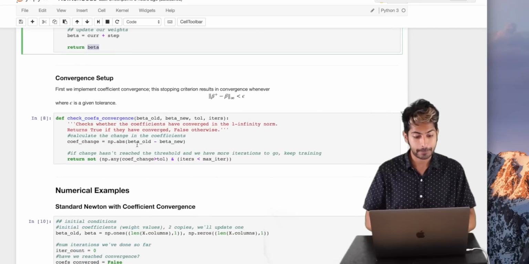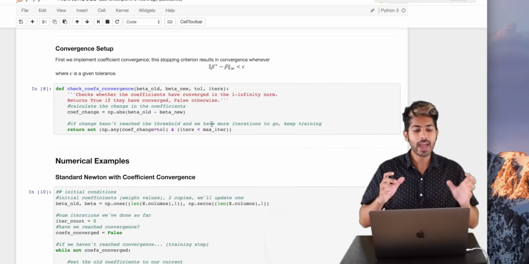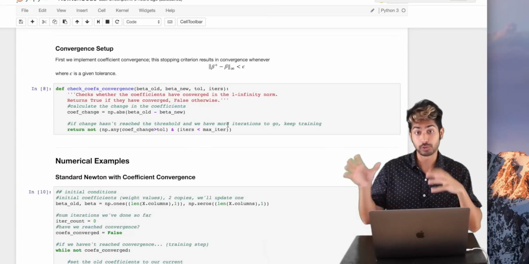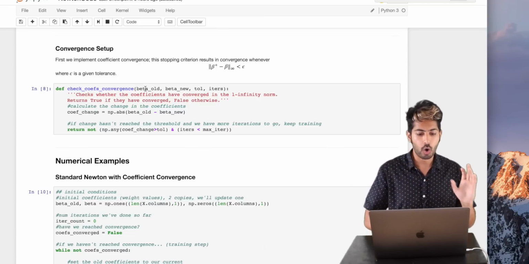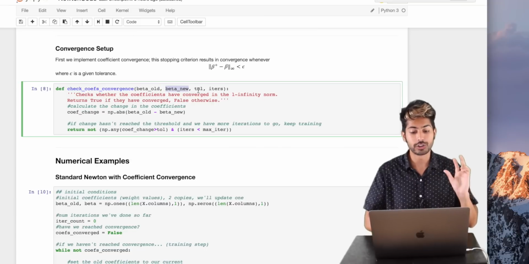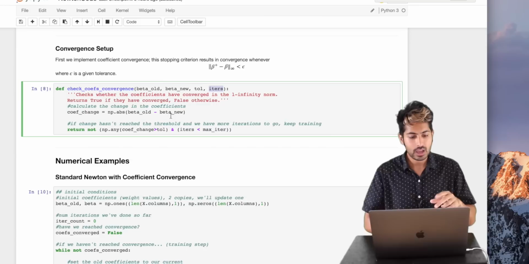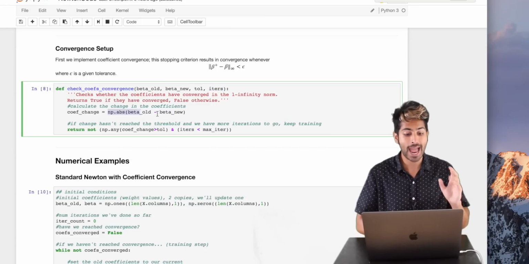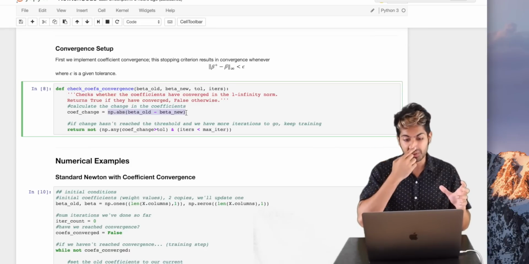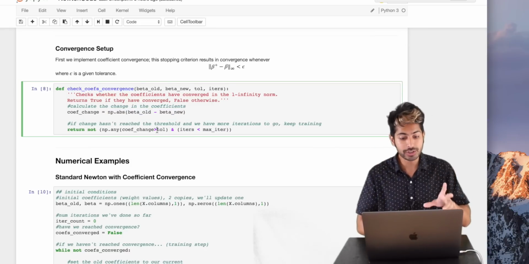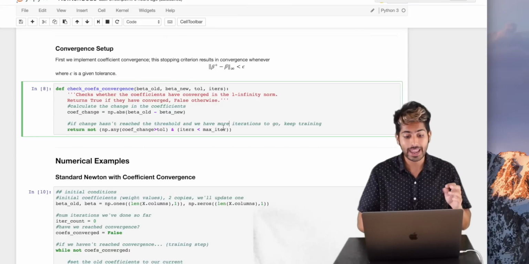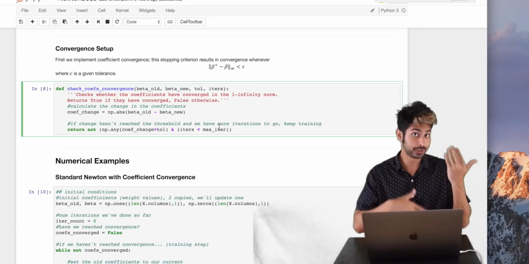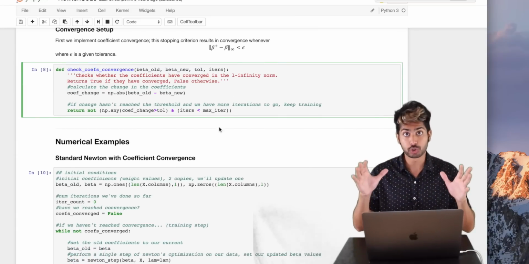And yeah, so then we have a convergence step. So remember how we defined a threshold? That threshold is when we want to stop learning, right? So given our old beta values, our new beta values, and then our tolerance and a number of iterations, we'll check the change in the coefficients by taking the difference and performing absolute value because we want it to be a positive value. And if the change is greater than our threshold and we have a certain number of iterations still to go, then we'll return true, else false. Okay, so that's our way of stopping training.